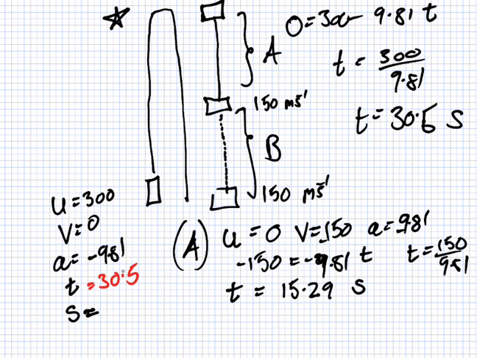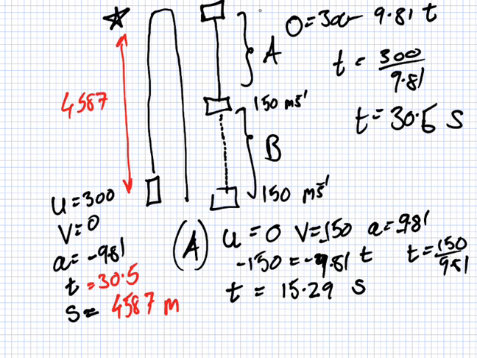U T, then a half A T squared. Yeah, got a huge number. 5,875 meters. I think this is too big. Bullets don't usually go this high. I think I made my bullet go too fast. Okay, so that's this distance here.